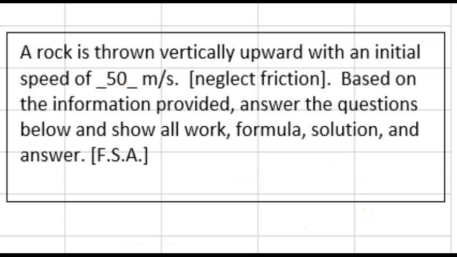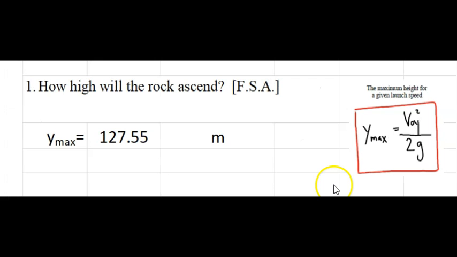Let's try this problem. A rock is thrown vertically upward with an initial speed of 50 meters per second, neglecting friction. Based on the information provided, answer the questions below and show all work, formula, solution, and answer. First question is, how high will the rock ascend? Well, we know from formula 5 that we could solve for y, knowing that the initial speed is 50 meters per second. The final speed at the top of the ascent is 0 meters per second. Solving for y max, we get Voy squared over 2g.